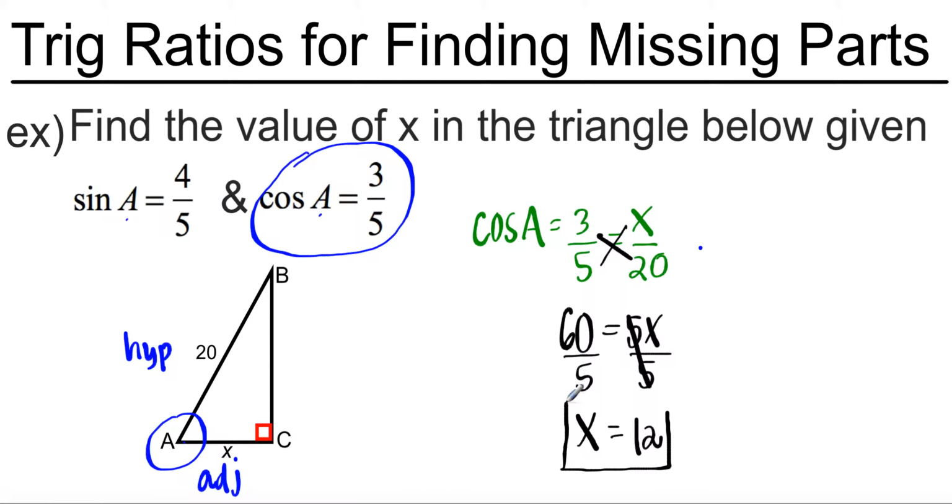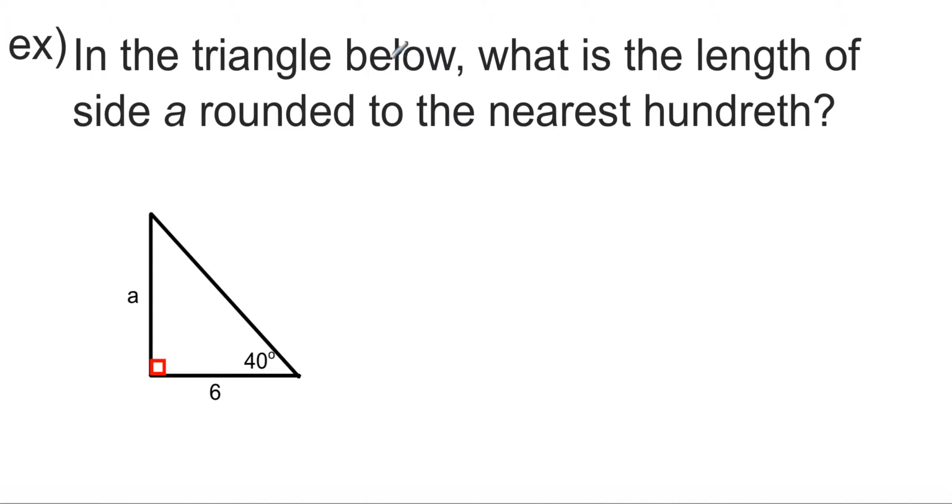So x is 12. So this is a good ACT type question because they gave you the information for sine and cosine and you had to figure out that you needed to use cosine. So you got to know your trig ratio definitions. Let's take a look at this one.